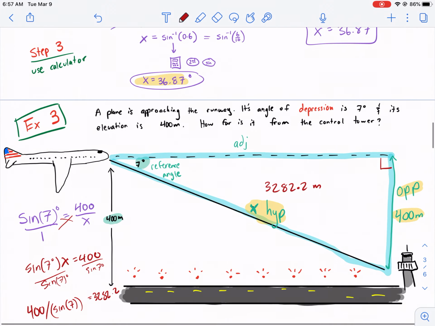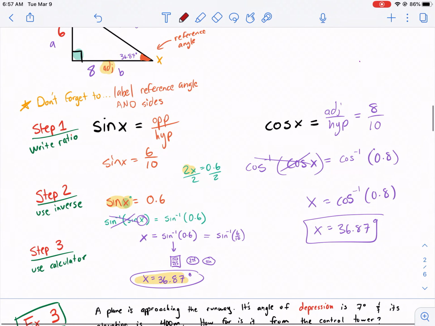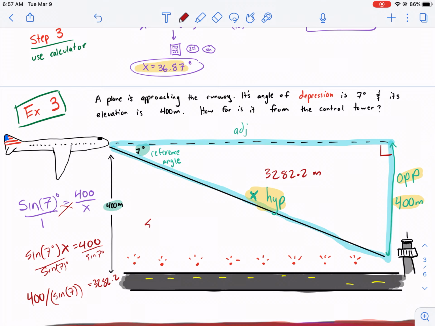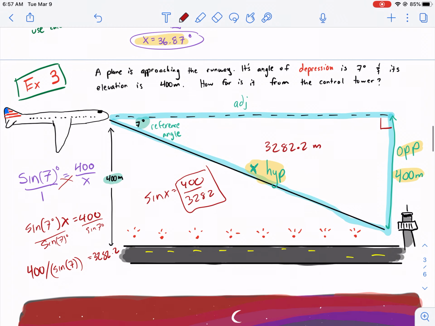We didn't use inverse trig for this one. That was a good review from before. With inverse trig, we'd follow the same process, but instead, if it was like sine of x equals 400 over 3,282, we would take the inverse sine of both sides. Okay, so the inverse sine of this essentially to solve for x, and that would give us the number of degrees.